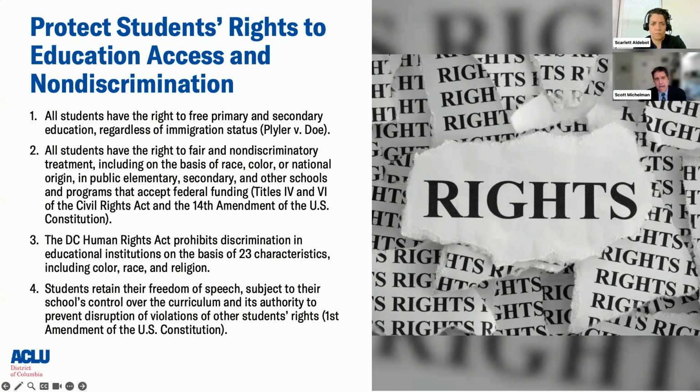Additionally, the DC Human Rights Act prohibits discrimination on more grounds, more protected categories than federal law does. These again include color, race, and religion, and there are 23 characteristics in all that are available at the website of the Office of Human Rights. Students also retain their freedom of speech. Now, that's subject to the school's control over its curriculum and authority to prevent disruptions, but it means that students are allowed to express controversial views, including about the president and the president's priorities, if they do so in a way that does not disrupt the school. And that's under the First Amendment.